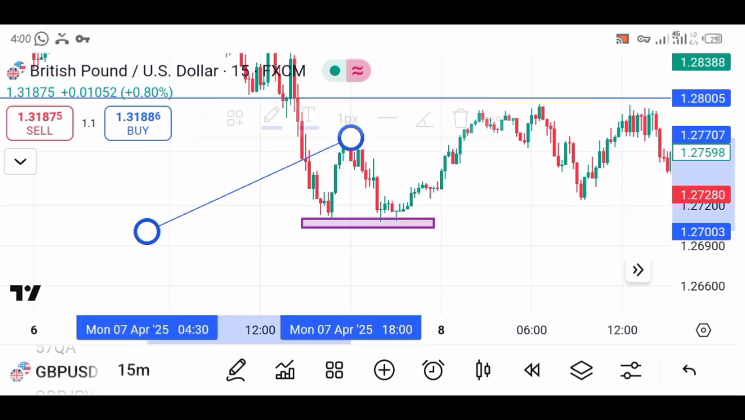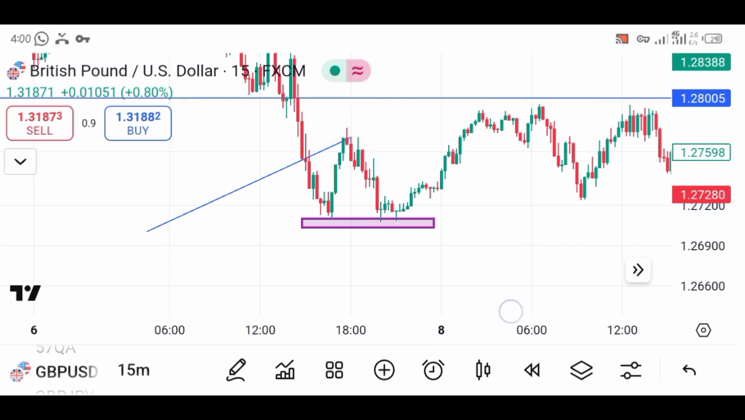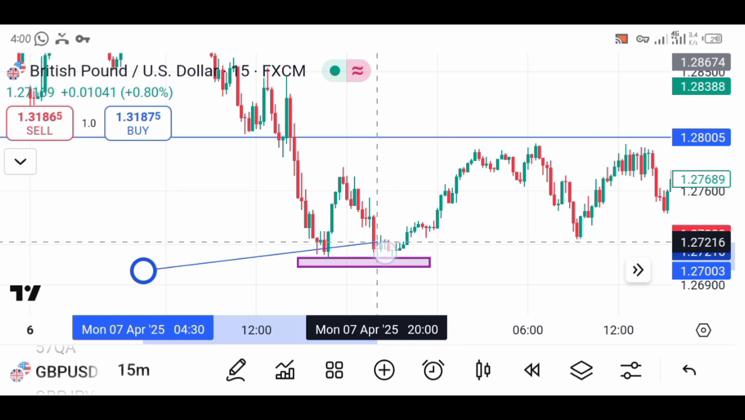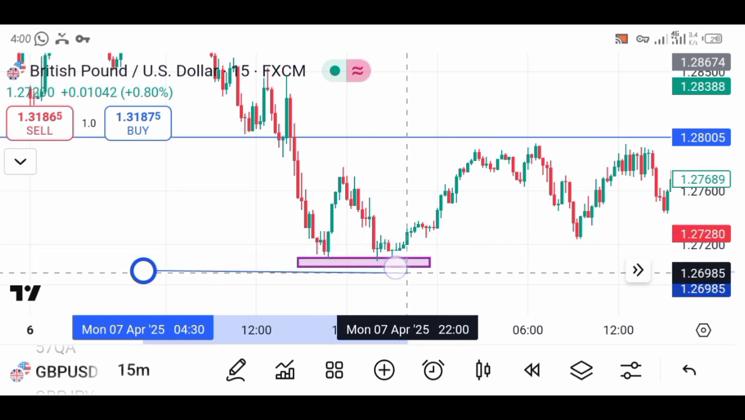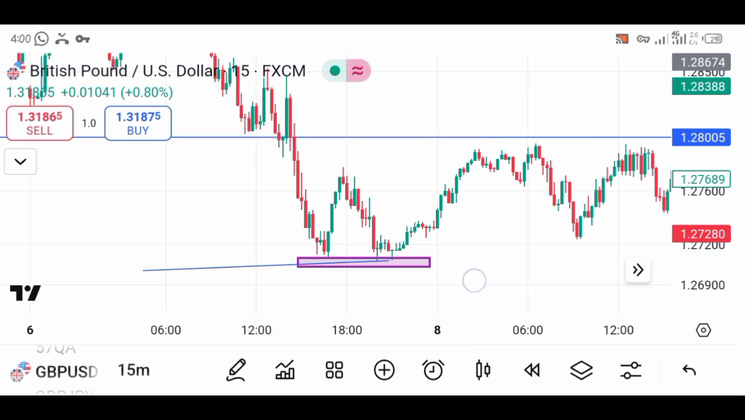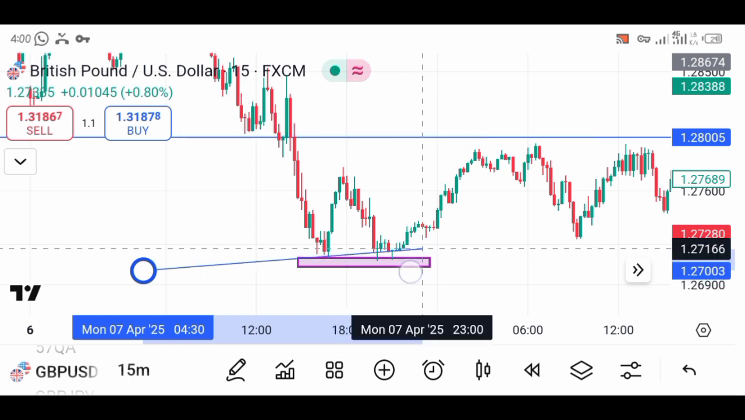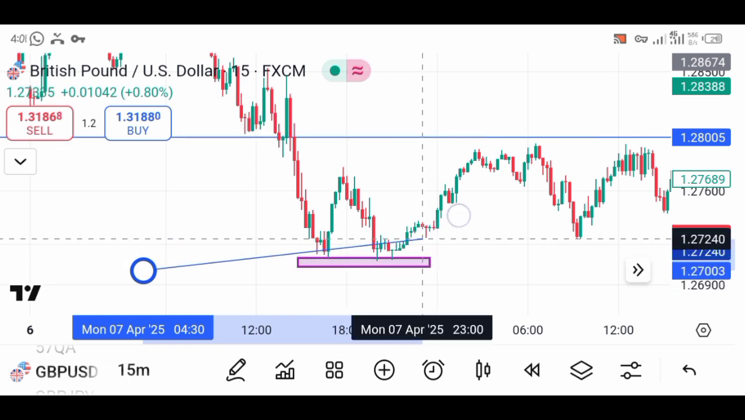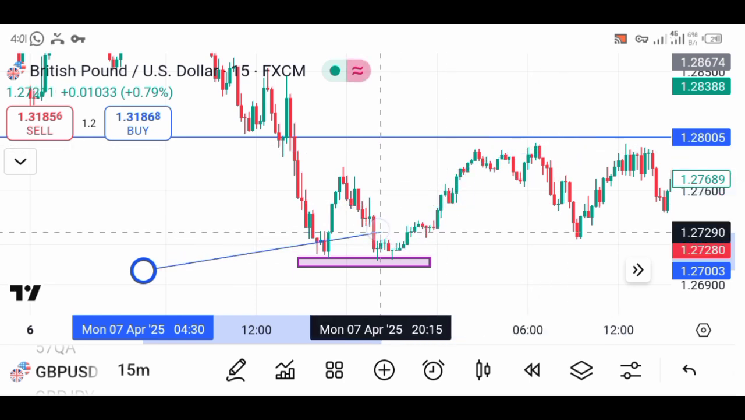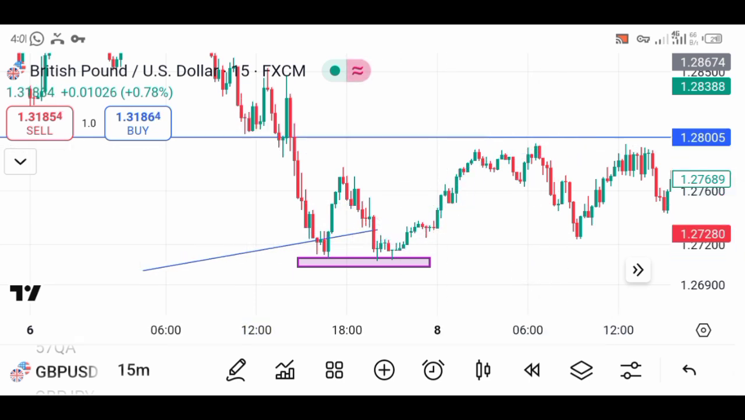And then later on, we just saw it going back to that area. That is a good support area. We just start entering, we start buying. So if we entered that support area now, we would have made plenty of profit. Look at the profit. Plenty. It was just buying. So that's what support means.